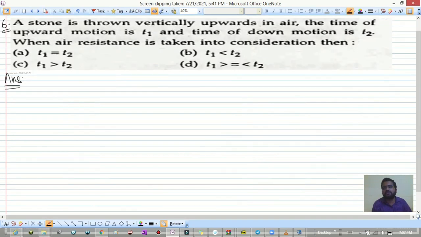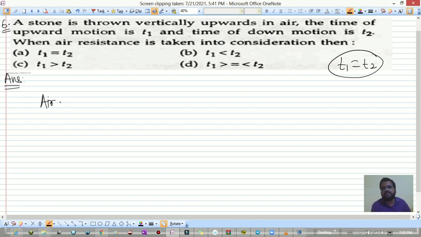Next question, sixth question. A stone is thrown vertically upward in air. The time of upward motion is t1 and the time of downward motion is t2. When air resistance is taken into consideration, then what is the relation between t1 and t2? When air resistance is not taken into consideration, then we can directly write t1 is equal to t2. Why? Because time of ascent is exactly equal to time of descent. Now we have to consider the air resistance.